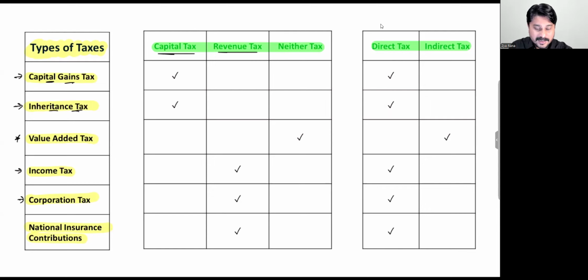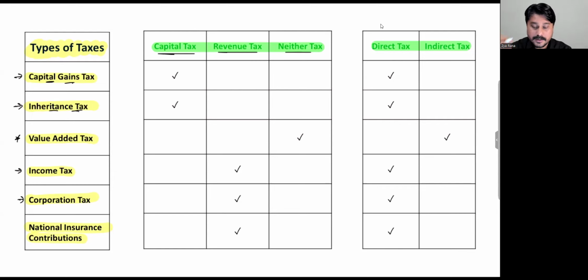And if we talk about value added tax, that is neither type. It's not a capital tax, it's not a revenue tax, although it's indirectly applicable on the consumption of goods or services. It's not due to asset involvement, it's not due to getting any revenues. It's neither type because it's not applicable due to any assets or any revenues earned. Rather, it is applicable on the consumption of goods or services, right? So that's the reason it's a neither kind of tax.